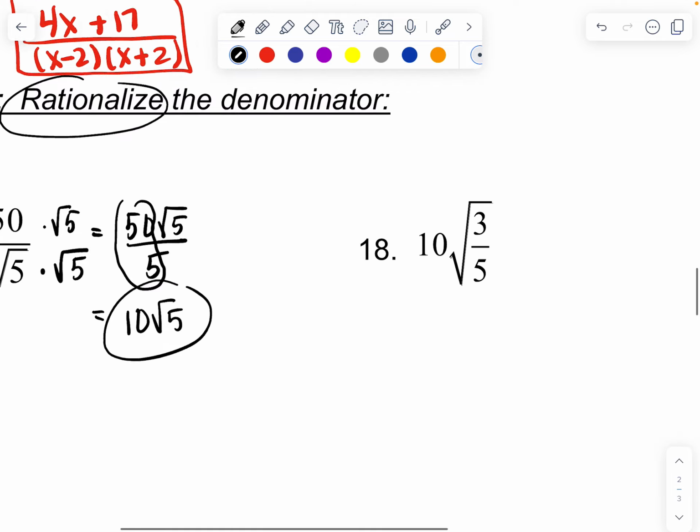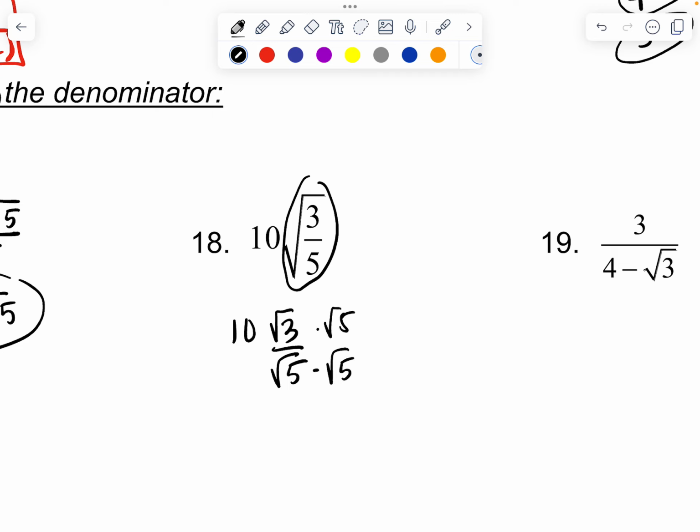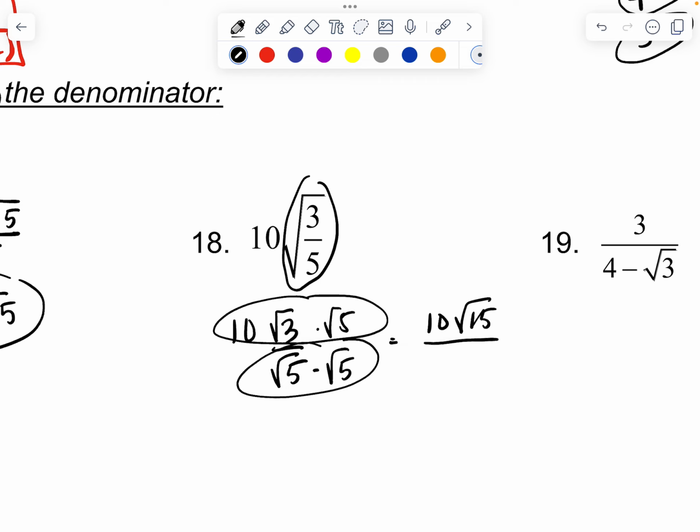Okay, let's look at 18. Kind of weird little question here. I don't like this. So I'm going to break this up into square root of 3 over square root of 5, and do the same thing that I did on 17. To get rid of the radical on the bottom, I'm going to multiply by square root of 5. Then what is this going to give me? Well, the 10's still on the outside, and square root of 3 times square root of 5 is the square root of 15. And then on the bottom, the square root of 5 times the square root of 5 is just 5. Again, this simplifies. 10 divided by 5 is 2 rad 15. Okay? All right, number 19.